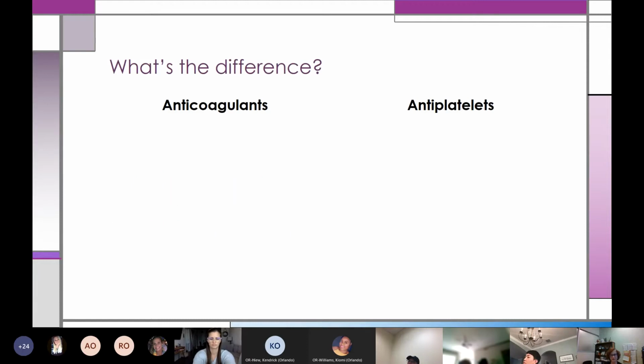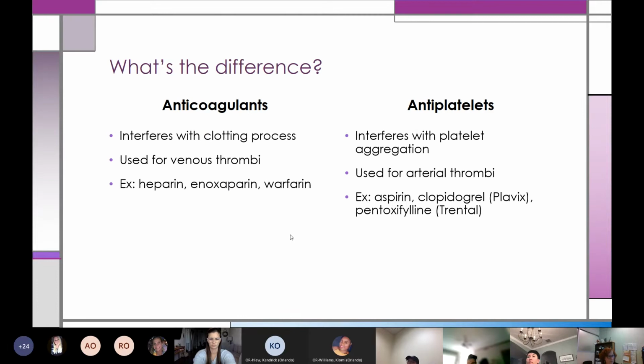There is a difference between anticoagulants and antiplatelets, right? So let me just show you here what I have. You'll notice that anticoagulants will interfere with the clotting process. It's generally used for venous thrombi. Some examples are heparin, enoxaparin, and warfarin. Your antiplatelets will interfere with platelet aggregation, and we use that for arterial thrombi. This is a very important slide to understand and to utilize in your practice as well as with your exams.